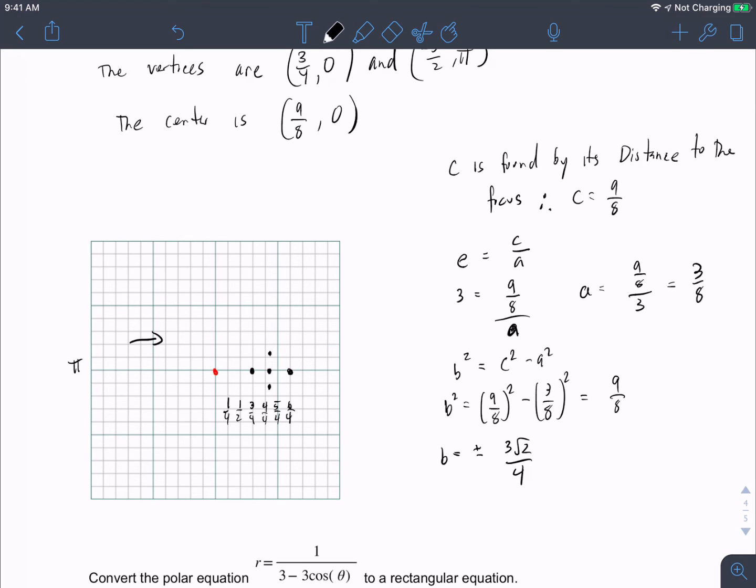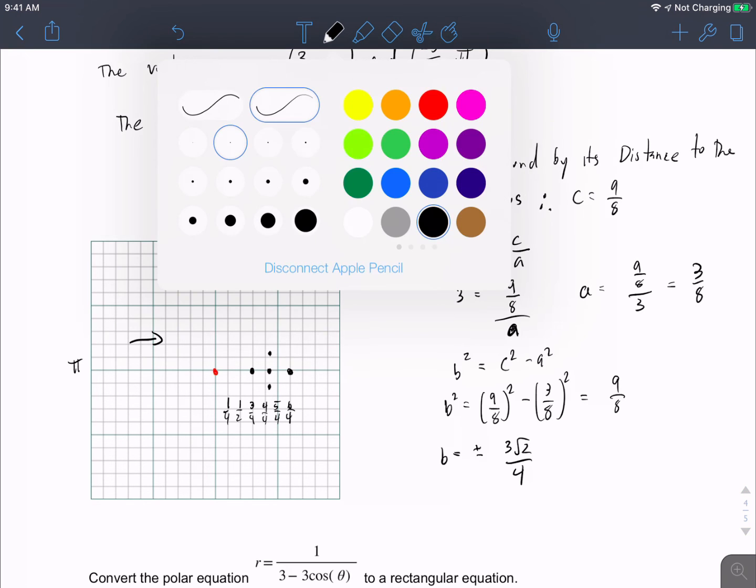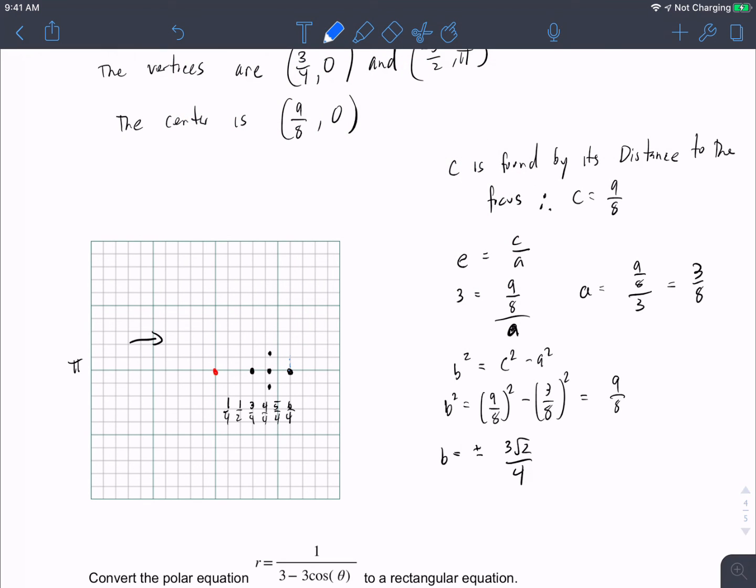And so if we remember about hyperbolas, we can make our boxes. And so I'll make the box. And then we're going to connect the corners to make our asymptotes like we did in the previous section. And now we can graph our hyperbolas that open left and right.